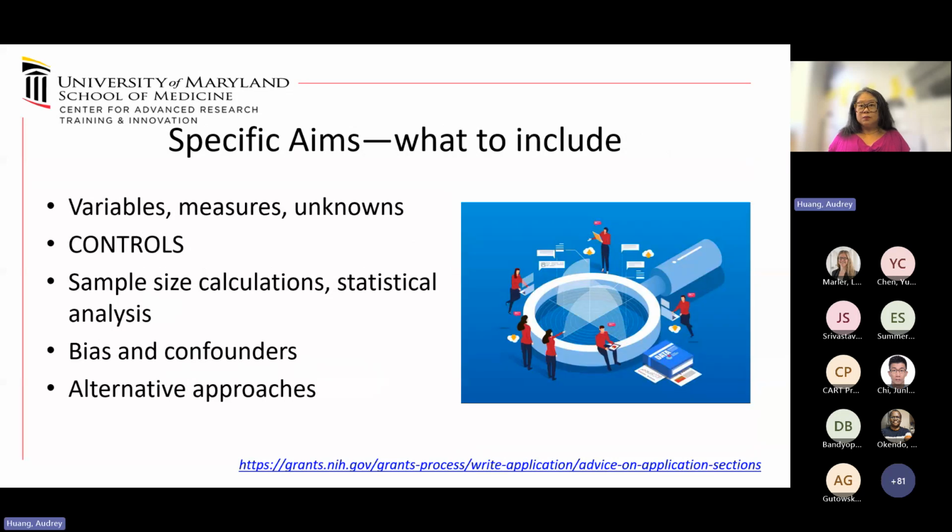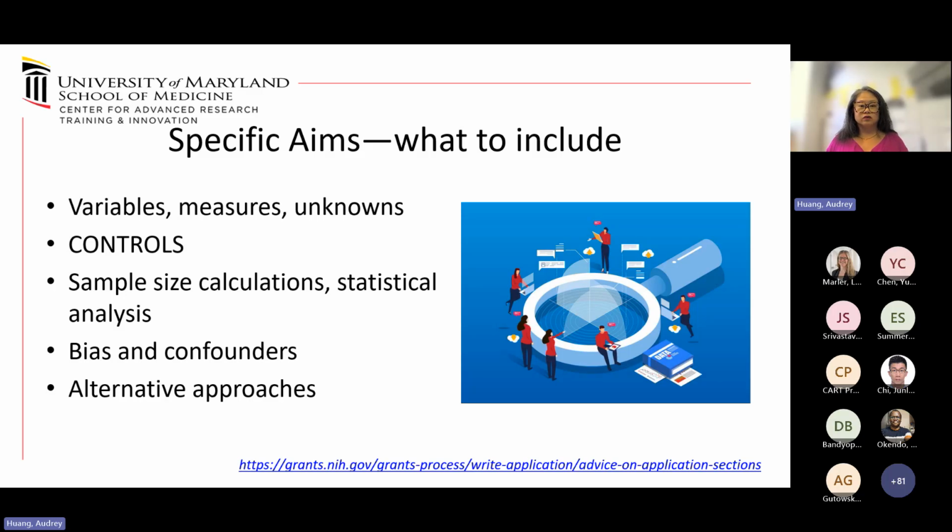So going a little bit deeper, what to include in your specific aims. Remember, it's just 1 page. You need to acknowledge the variables, measures, and unknowns that you're going to look at. You need to acknowledge your controls. What's your comparison group? You need to talk about sample size and sample size calculations and your statistical analysis.